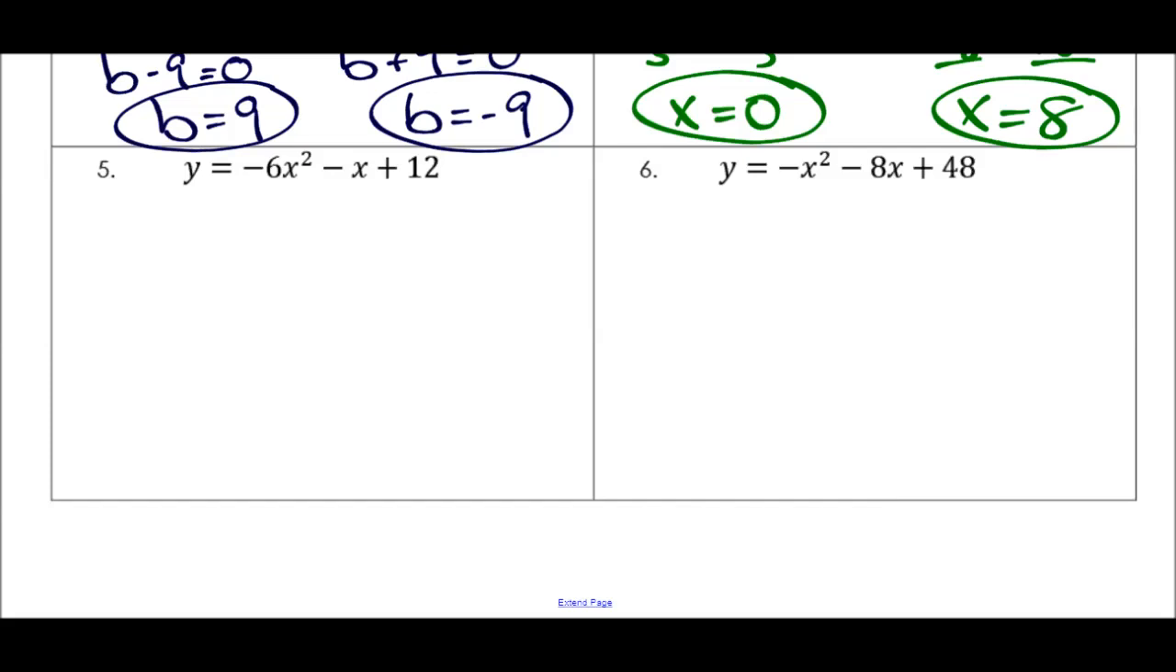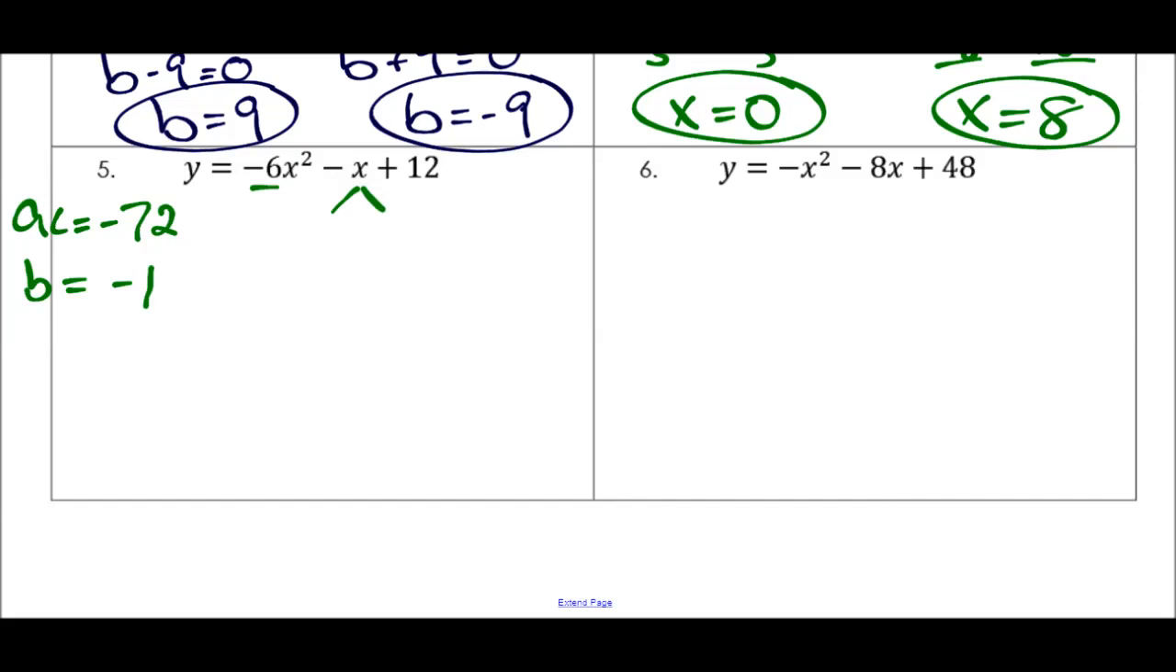All right, number 5, I'm going to have to do a times c because a is not 1. So a times c here would give me a negative 72, and b is just a negative 1. I'm looking for two numbers that are just 1 apart. They're going to add up to a negative 1, and they multiply to be a negative 72.